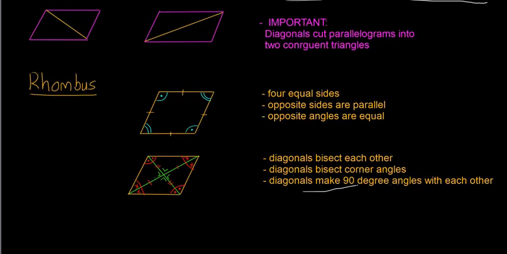And then the last point is just that the diagonals make 90-degree angles with each other. So again, it's kind of like the square at the start, that all of these are 90 degrees.